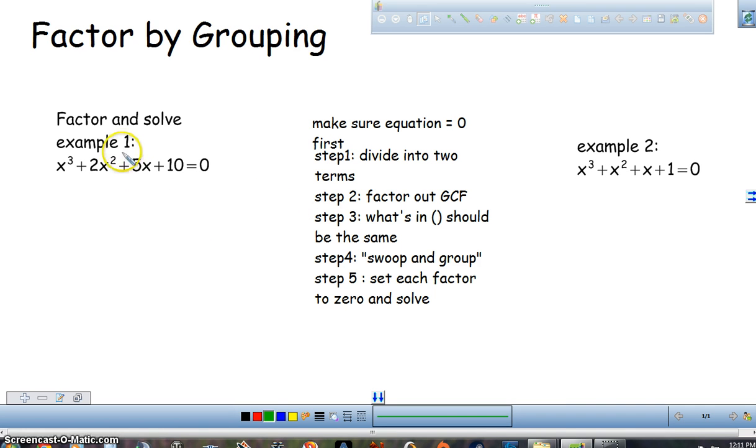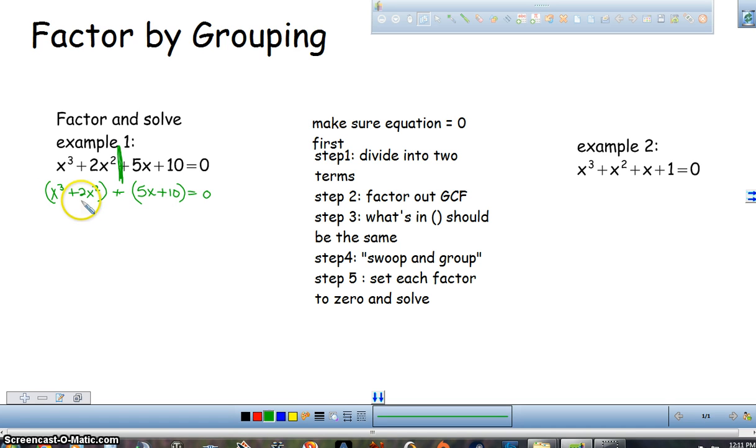So I'm going to, and this sign would go with the 5, obviously. Okay, so I'm going to divide this up right here. And we're going to look at x cubed plus 2x squared. And then we're going to look at 5x plus 10. Notice I did bring down this plus sign. This is not multiplication. Step 2, I'm going to factor out any GCF.